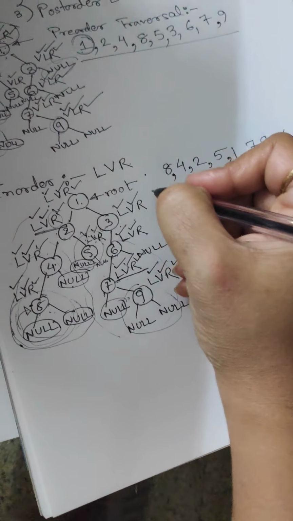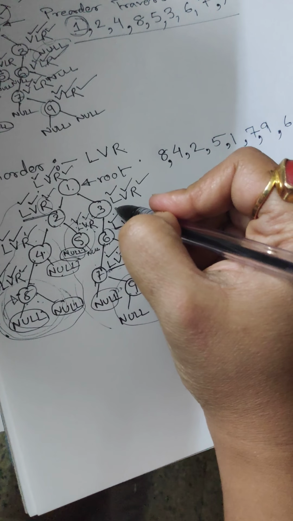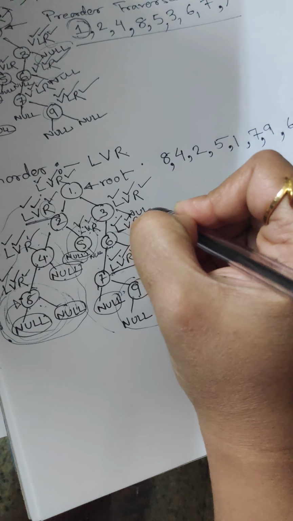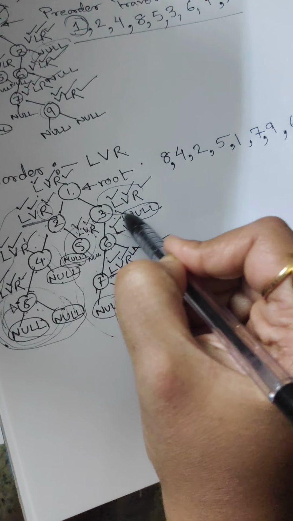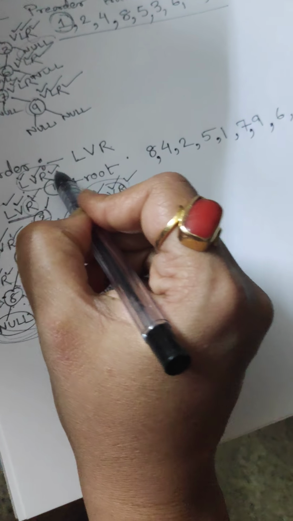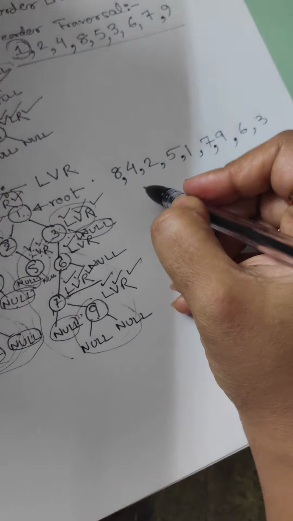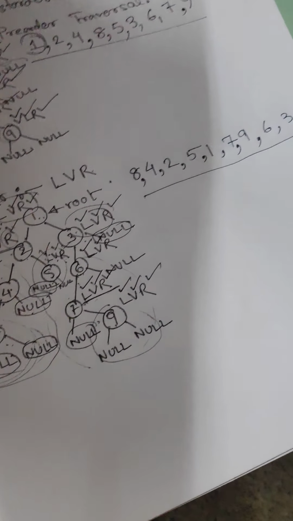After visiting, you come to the right hand side of 3. Right hand side of 3 is null. So over here you have nothing to do. So once you are done with LVR of 3, you go back to 1 and we are already done with 1. So you see, this is the in-order traversal of this tree.